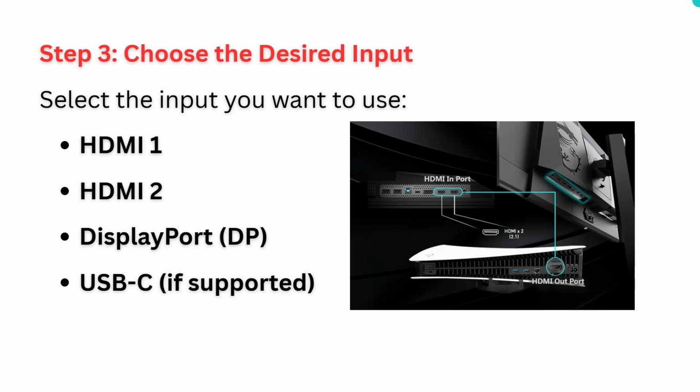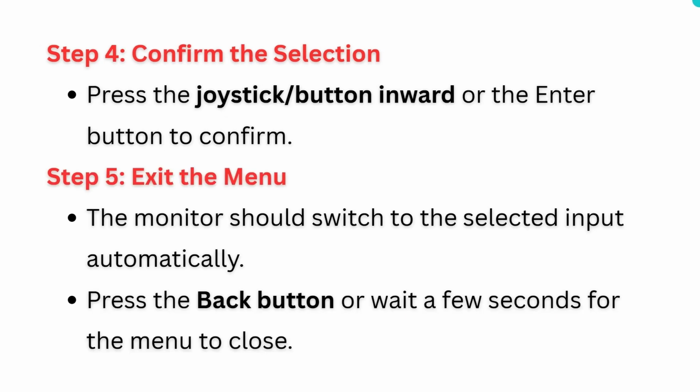Step 3. Choose the desired input. Select the input you want to use, whether it's HDMI 1, HDMI 2, or your DisplayPort, or if it supports USB-C as well.